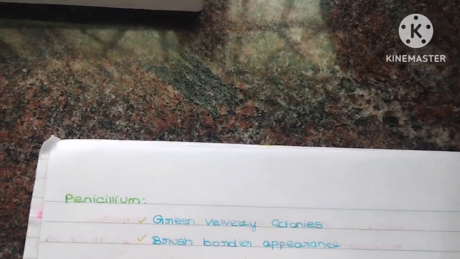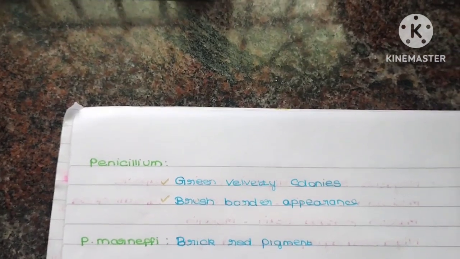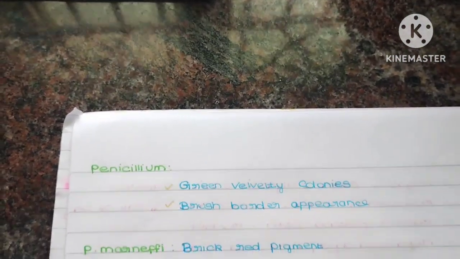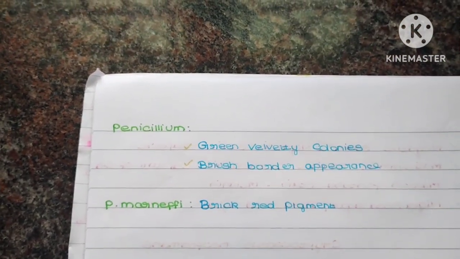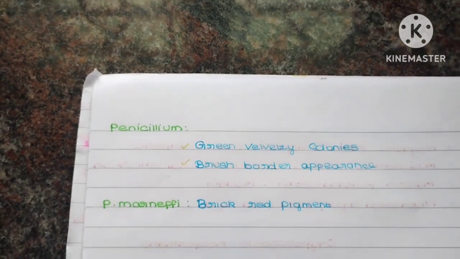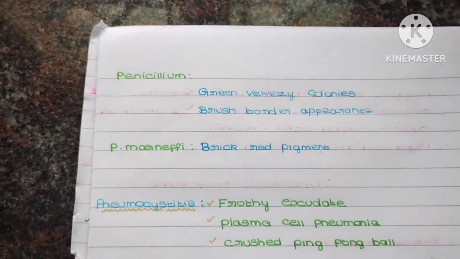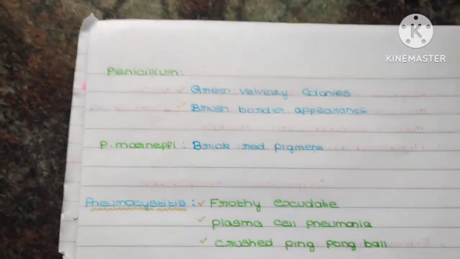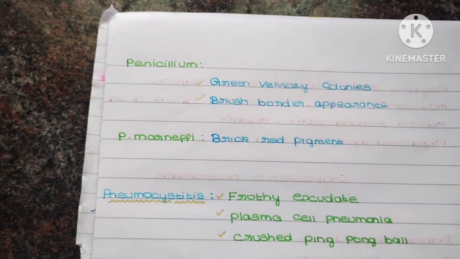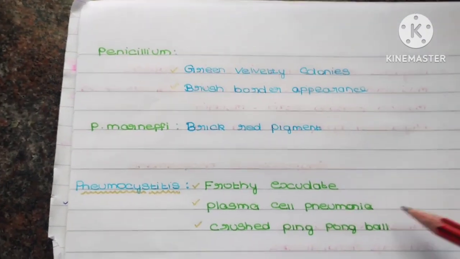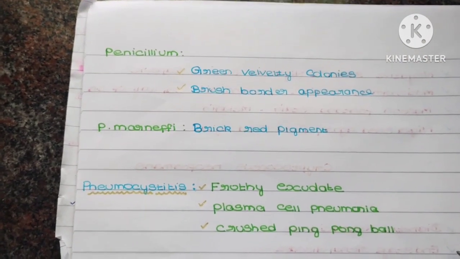Penicillium. So for Penicillium, first you want to remember, it has a brush border appearance and it produces green velvety colonies. Whereas Penicillium marneffei is a thermally dimorphic fungus, it produces a brick red pigment, okay, and it is the most common infection in immunocompromised and HIV patients. And Pneumocystis, you will come across these points like frothy exudate or plasma cell pneumonia, and then the crushed ping pong appearance in the histopathology, okay. If you come across these points, you can be sure you are dealing with Pneumocystis.